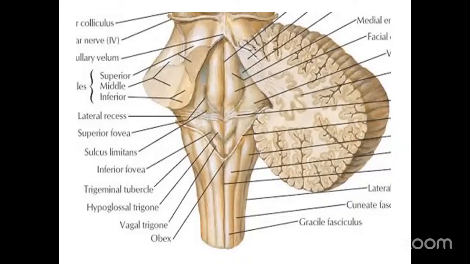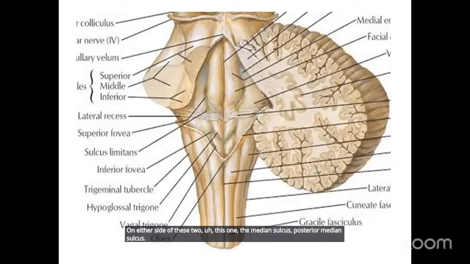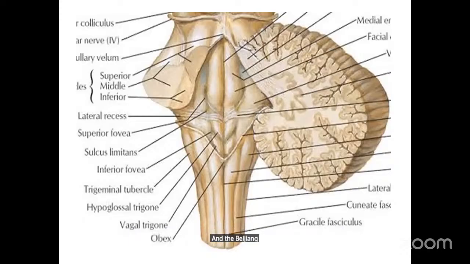We can say, as the spinal cord is the continuation of the medulla oblongata, it's a little bit of a mirror image of the medulla oblongata. On either side of the posterior median sulcus, again there's an elevation, a bulging. That is called the tubercle gracilis.